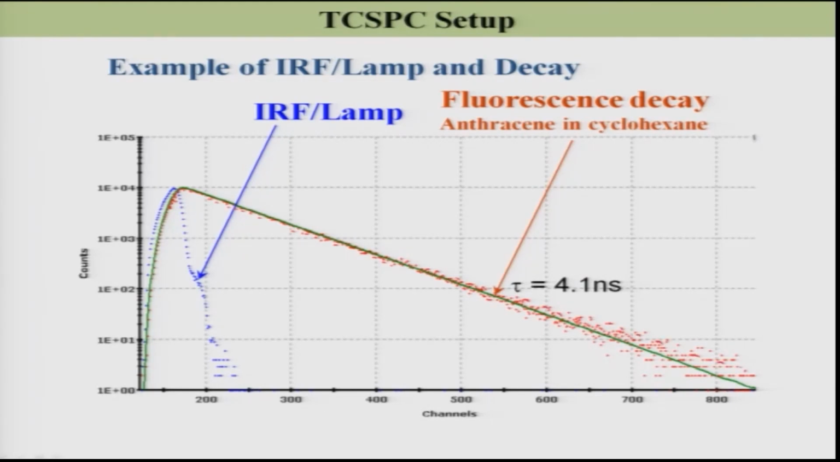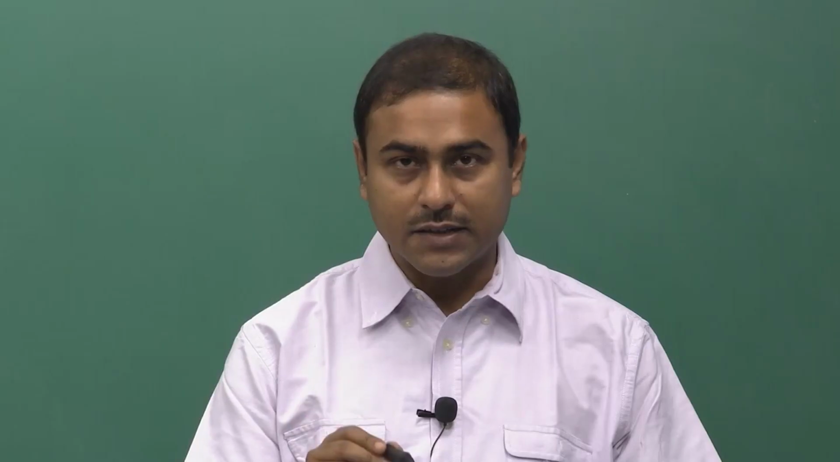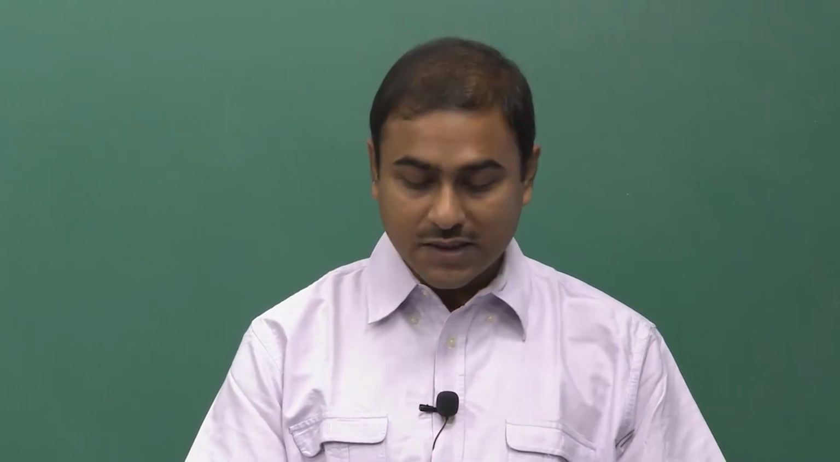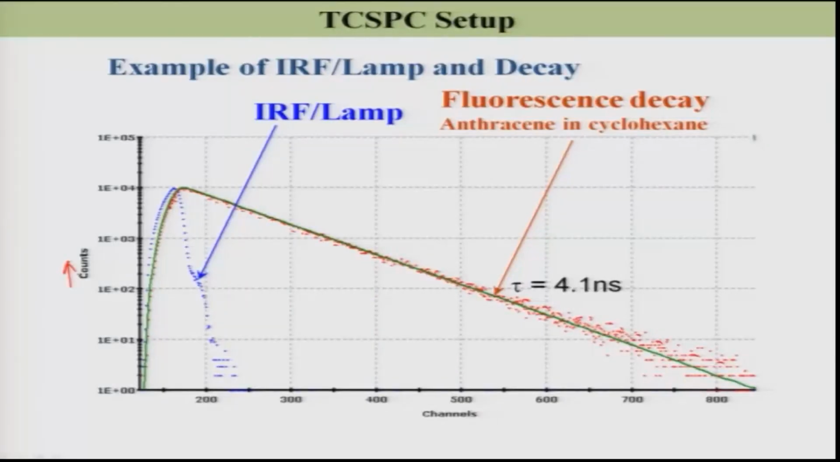I told you the decay of the fluorescence intensity with time is exponential in nature. But here you see it is a straight line because this axis is not a linear axis, it is a log axis. That is why it looks like a straight line, but if this axis were linear, then it should be exponential in nature. So, I have all these measured data points.